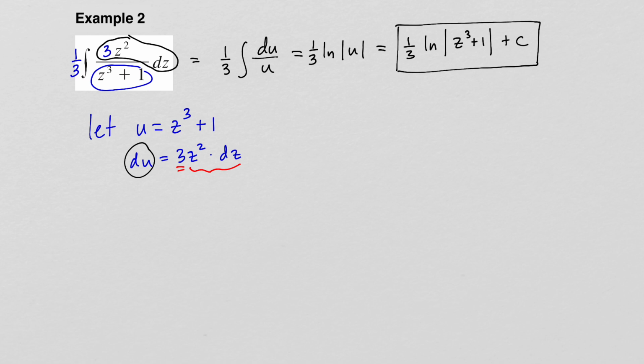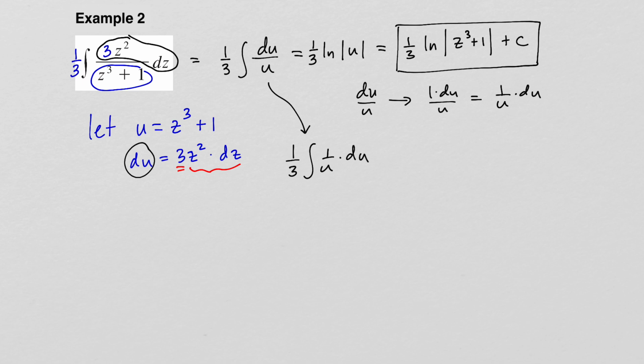And just one comment to make about this. Sometimes students will get a little bit confused when they see something like du over u. So let's remember that du over u is the same as 1 times du over u, and that can be written as 1 over u times du. And sometimes that is helpful for seeing that this is the natural log, because of course 1 over u is the derivative of the natural log function. Now, if you don't need to do this, I would say just take it straight from here to the next step, but sometimes this is helpful.